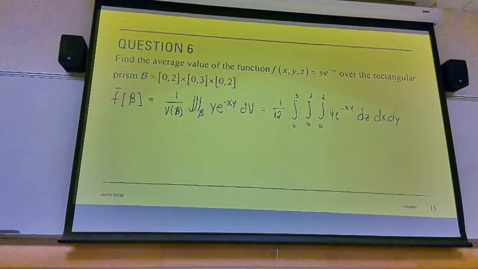Oh, well, Z is easy. Integrate that with respect to Z, what do you get? 2. Now with respect to X.